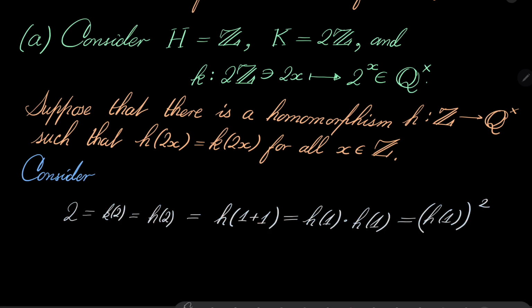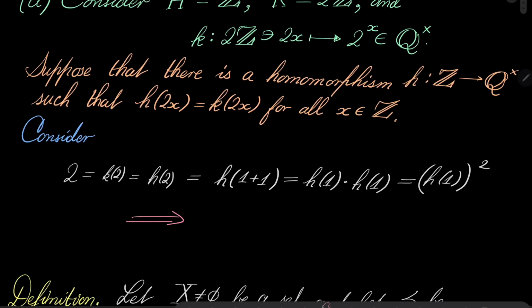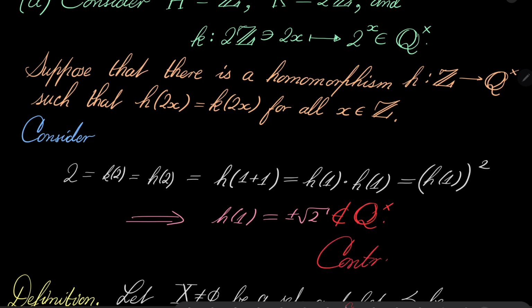Since H of 1 squared equals 2, it must be the case that H of 1 equals plus or minus square root of 2. But here's the problem. This number is not rational. It's not rational. So we get an immediate contradiction. It is not possible to extend this homomorphism beyond the set of even integers. So part A is done.